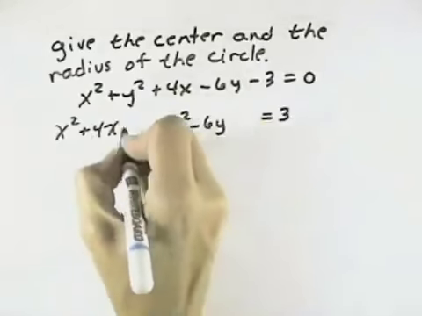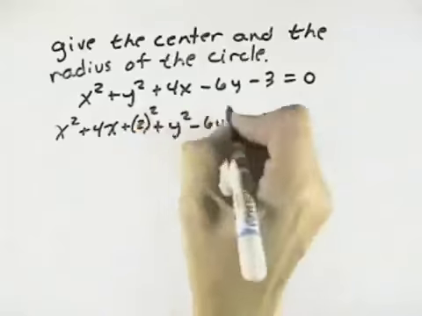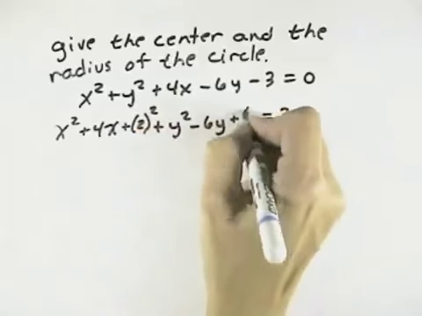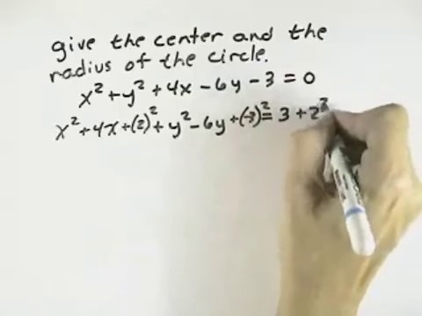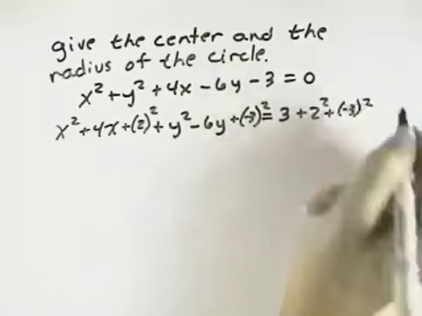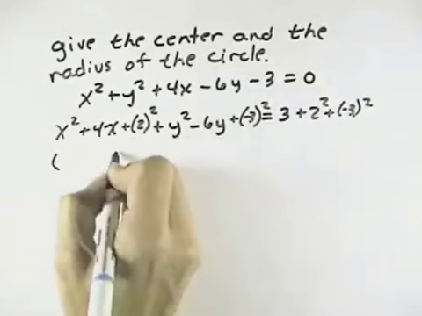Because to complete the square, I take half the middle term. In this case, half of the 4 is 2, and I square it. Half of this middle term, half of -6 is -3, and I square it. But that means I have to add the 2 squared and the -3 squared to the other side as well to maintain the balance. But what that allows me to do now is factor.